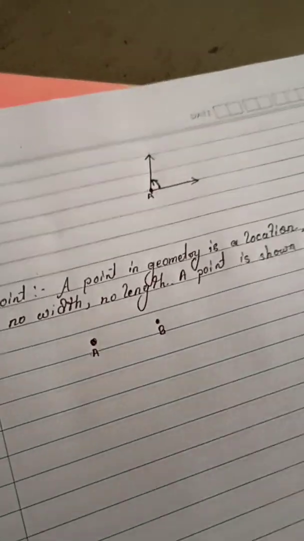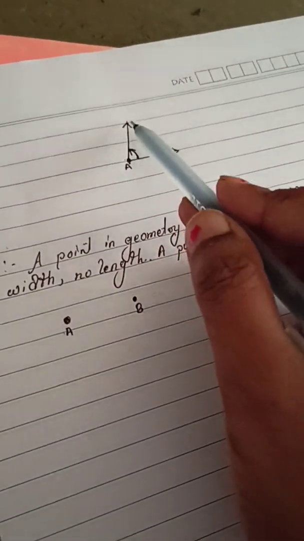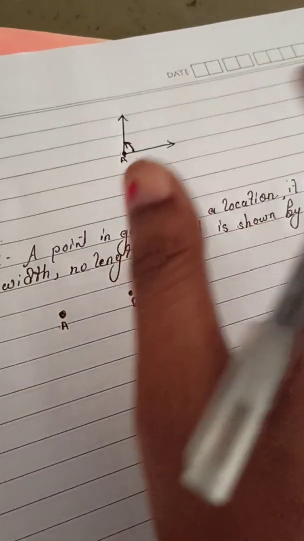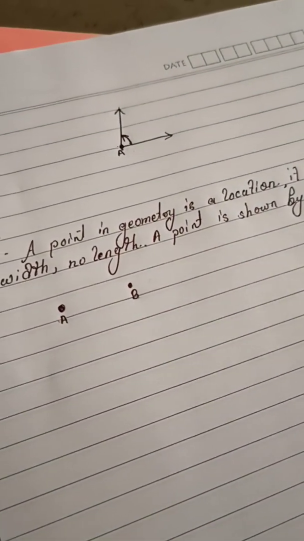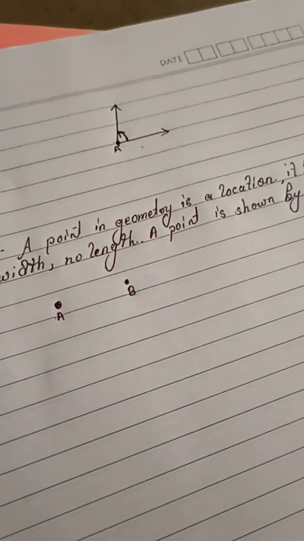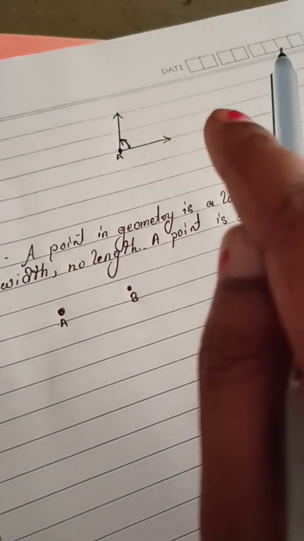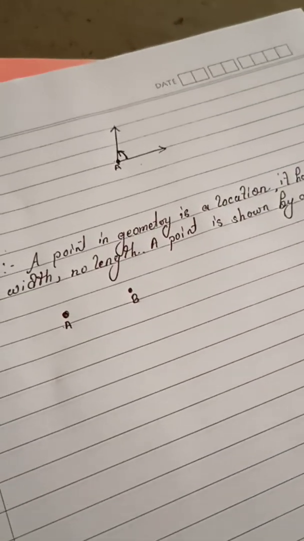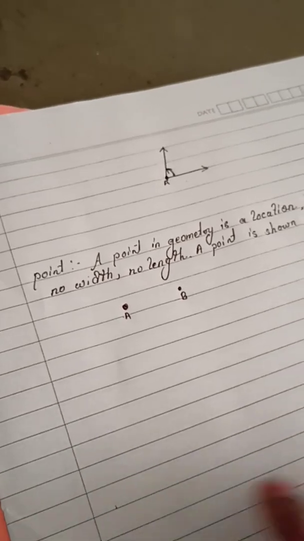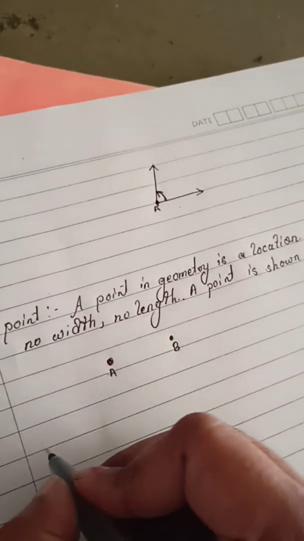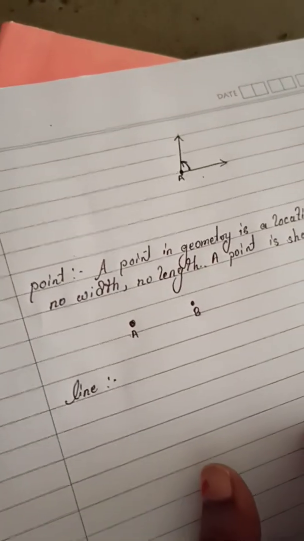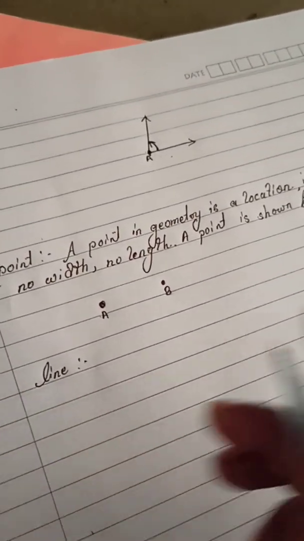Now if you see this, these are some lines which are connected with that point. We know that an angle is a combination of two rays. I talk about lines and rays also, so what is the difference between ray and line? First of all we will learn about line and then we'll learn about rays. What is meant by line?